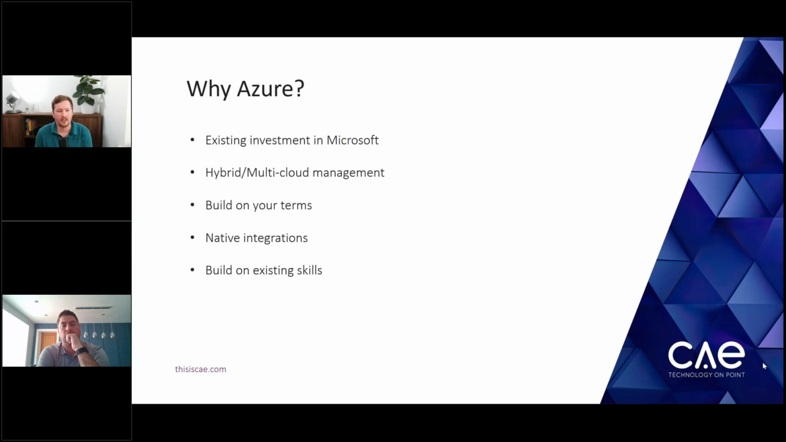And finally, if your IT teams have a good working knowledge of Microsoft products, they'll feel at home in Azure. Microsoft use similar conventions and terminology across their products, which will reduce the upskilling required and make good use of Azure as your cloud management plane. Now, I'm going to hand you back to Dan, who will take you through our ethos.